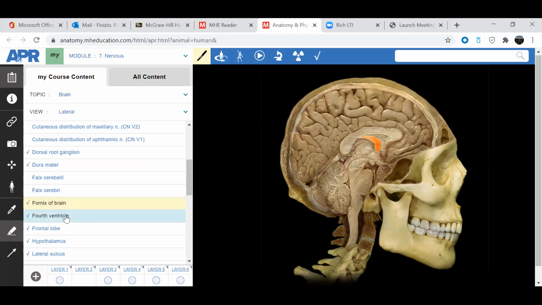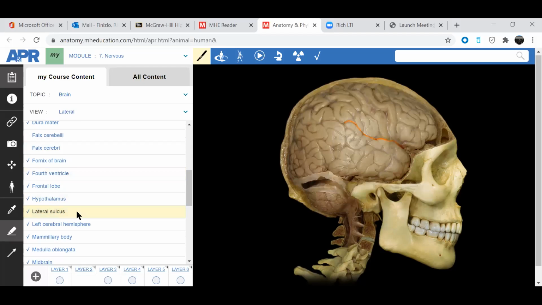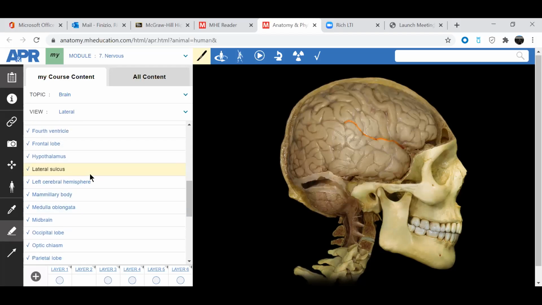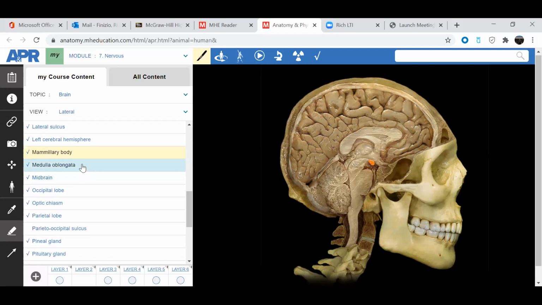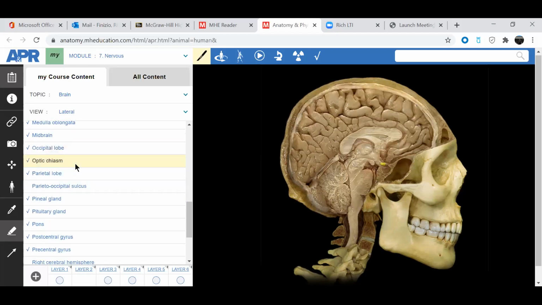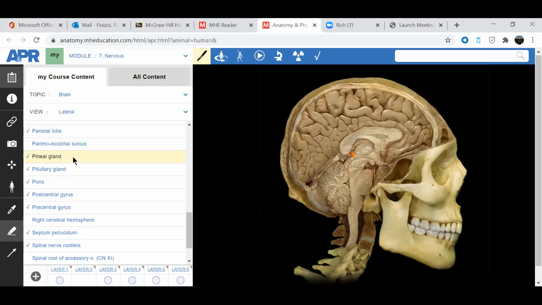Fornix, nice. Fourth ventricle, the lobes, the hypothalamus we saw. There's the lateral sulcus, which I'm not sure if that's on your list, but there's a good picture of it. The whole hemisphere, right? The whole cerebrum. You could just say cerebrum. Mammillary body right there, because you get the mammillary body, the pituitary, and the pineal gland, which kind of get confusing sometimes. And then the medulla, the midbrain, occipital lobe, optic chiasm, all good ones here. I would spend a few minutes here. Now the pineal, there you go, off of the thalamus, and then the pituitary off the hypothalamus in the sella turcica. Very good.